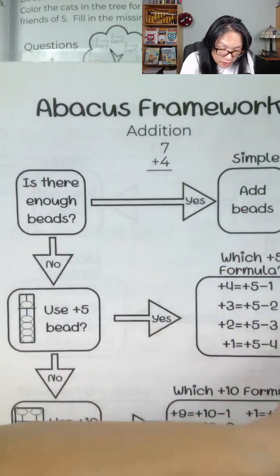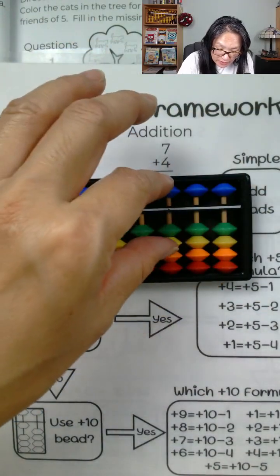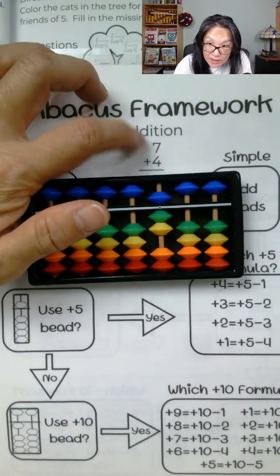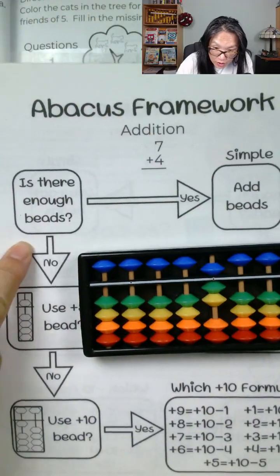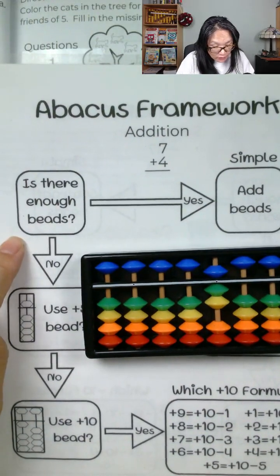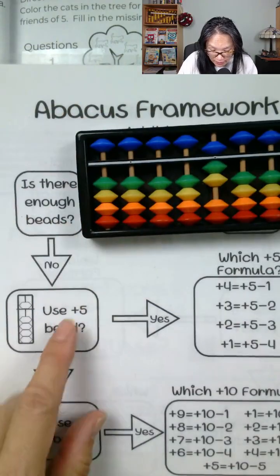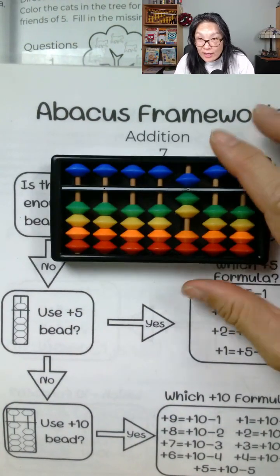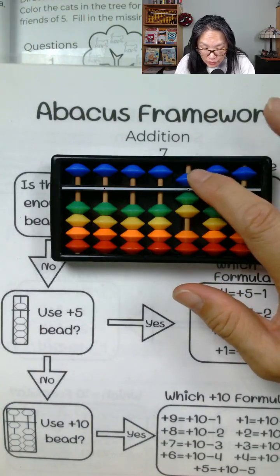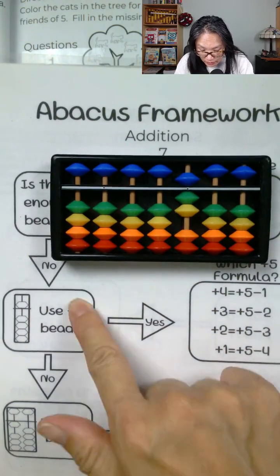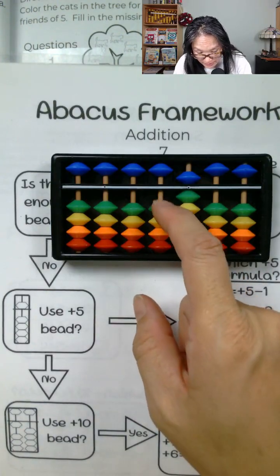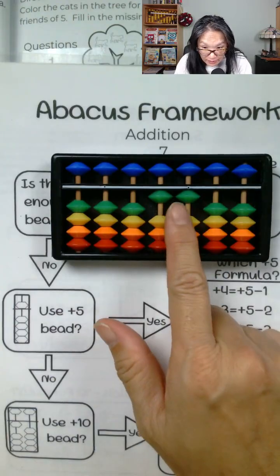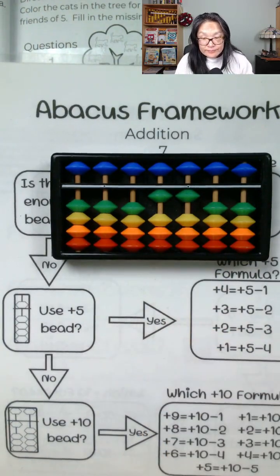The first thing we're going to do is understand that we have 7 on the Abacus, and then we want to add the 4. Because we're going to add the 4, the question is, do we have enough to add the 4? Yes or no? No, we don't have enough beads to add the 4. So guess what? We're going to see if we can add the 5. Can we add the 5? Yes or no? No, we cannot add the 5. So what are we going to do? We have to come down to here and do add the 10: plus 4 is equal to plus the 10 minus the 6. Plus the 10 minus the 6. And my final answer is 11.